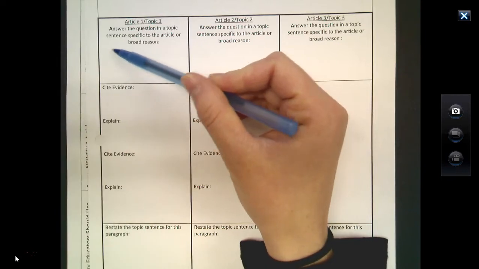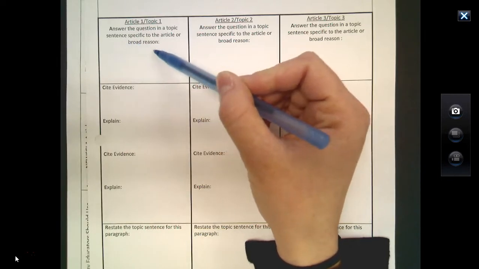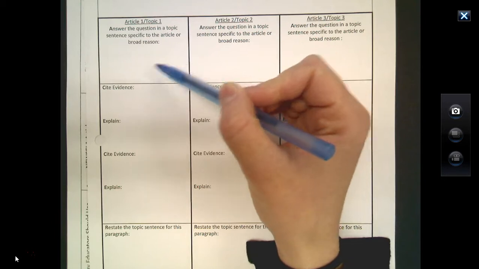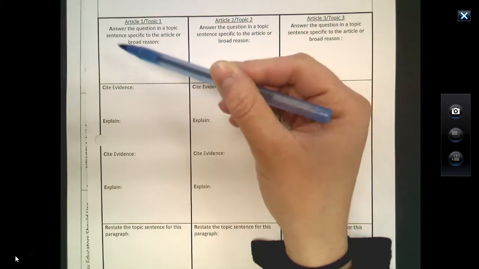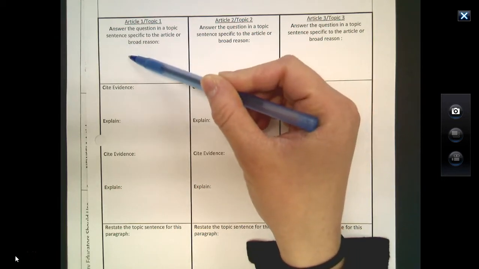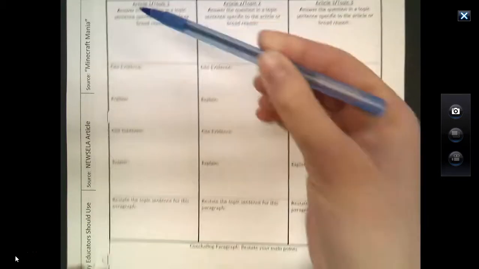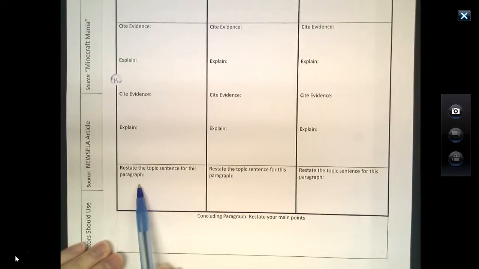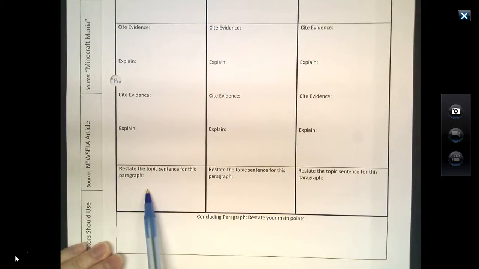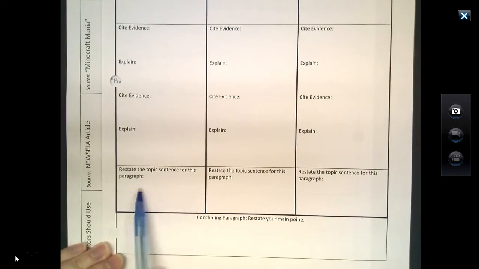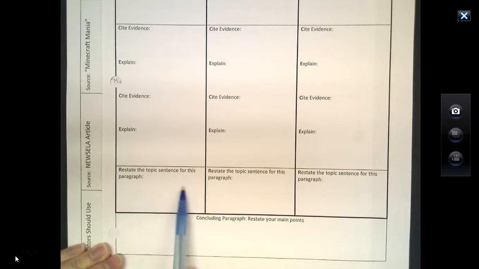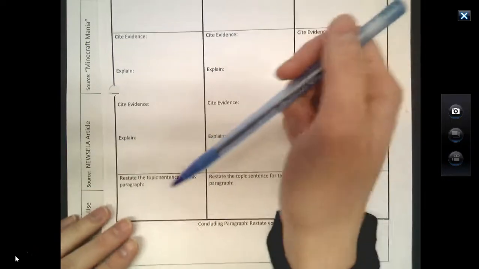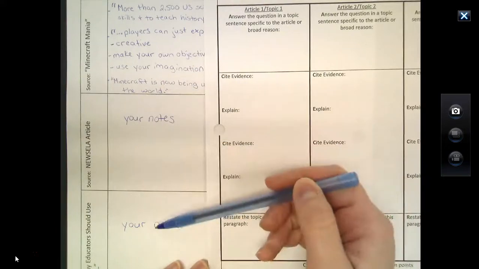So you would say something along the lines of, one reason Minecraft can be used in education is to teach about art. I'd fill that box in first with your broad topic, and right away I would fill in your restatement box because you're going to say the same thing just in a little different way. So you could say, this is how art can be used in Minecraft to teach students, or something along those lines. Then you go back and think, what evidence do you want to use?